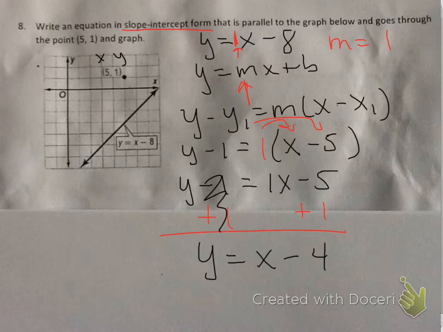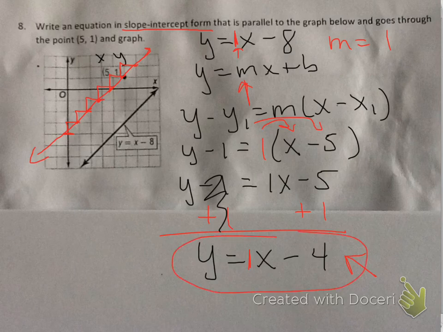I'll put in red: I've got to go to where negative 4 is on the y-axis. 1, 2, 3, 4. So there's 4, because that's the y-intercept right there. My slope is 1, and it's positive. That means I go up 1 over 1, up 1 over 1, and keep going. You can see that it does go through the point, and it's parallel to the other line. So this is my equation in slope-intercept form that is parallel to the graph below going through the point (5, 1).